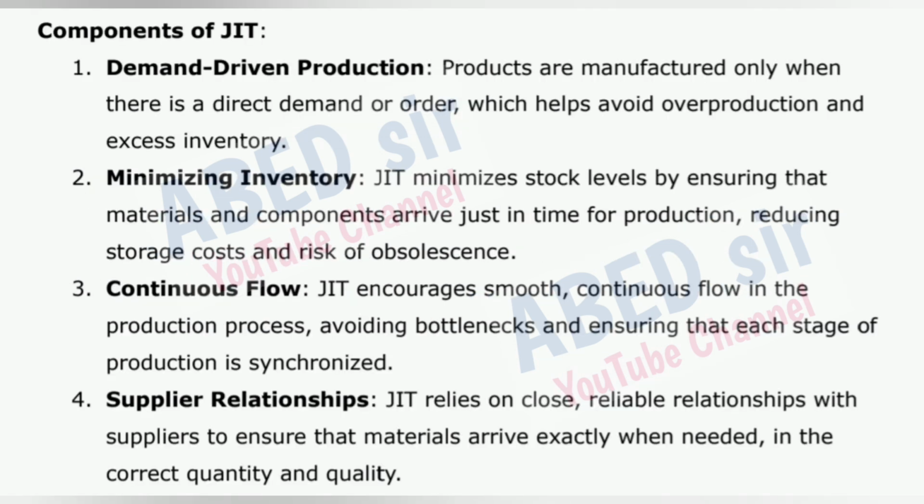Components of JIT. 1. Demand-driven production. Products are manufactured only when there is a direct demand or order, which helps avoid overproduction and excess inventory. 2. Minimizing inventory. JIT minimizes stock levels by ensuring that materials and components arrive just in time for production, reducing storage costs and risk of obsolescence.